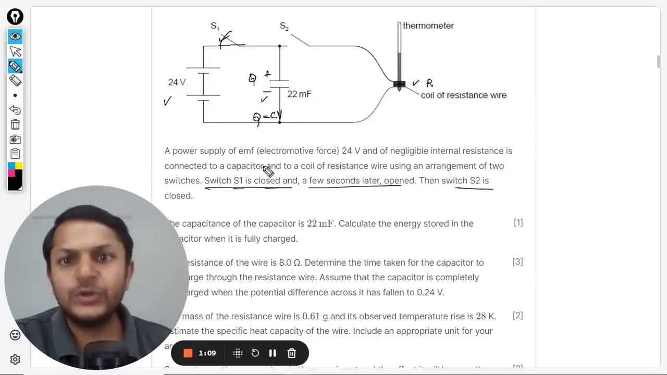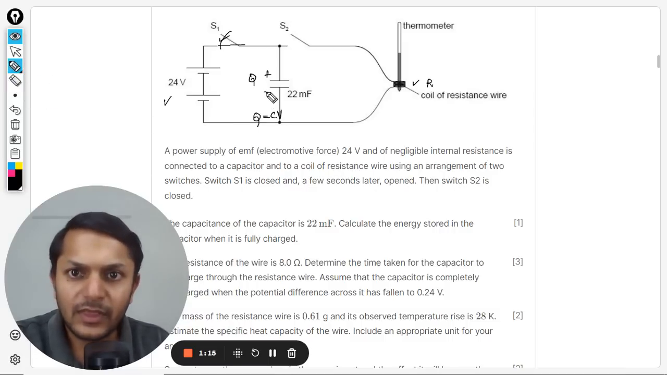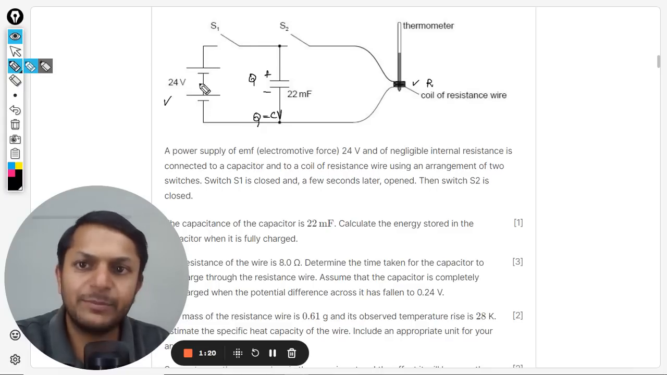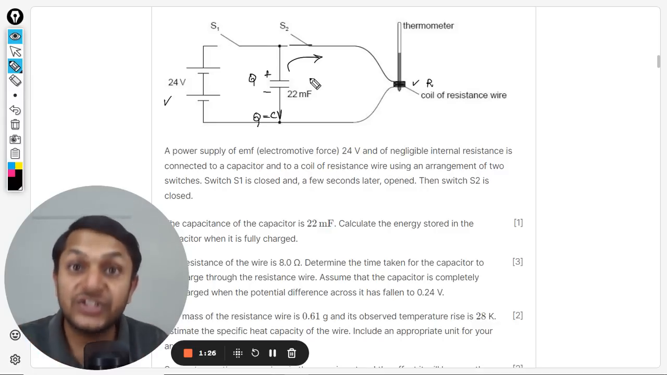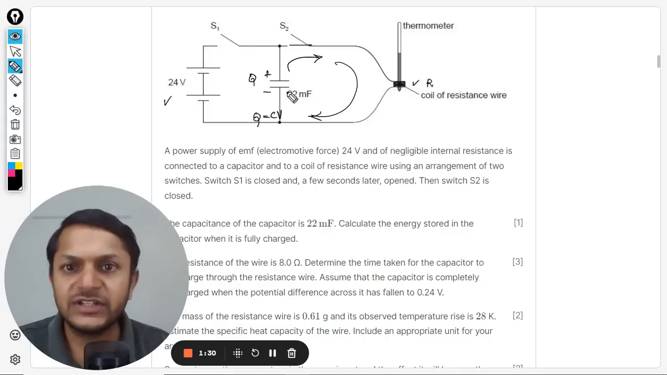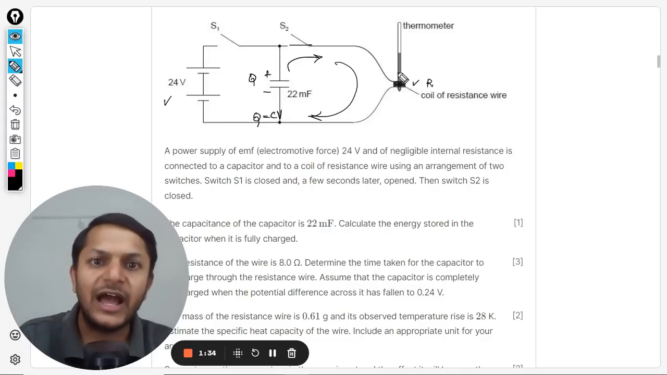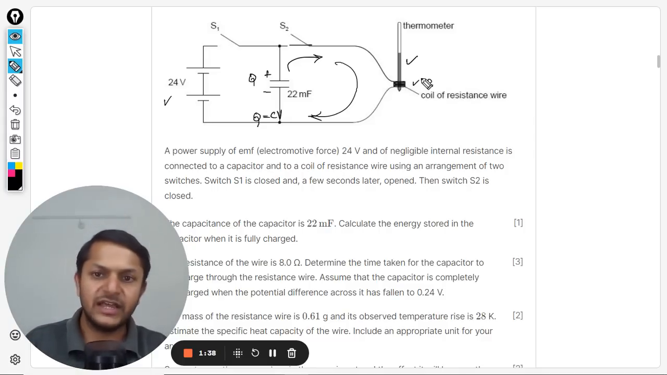Then switch S2 is closed. So what is happening after that? After that, switch S2 is closed and S1 is opened. So S1 is now not working, the battery is disconnected now, but now this is closed. So all of the energy starts discharging. The capacitor is discharging now. The current starts flowing through this circuit, and obviously all of the energy stored in the capacitor will be converted into heat, and that heat is being measured by the thermometer. This is what is happening.